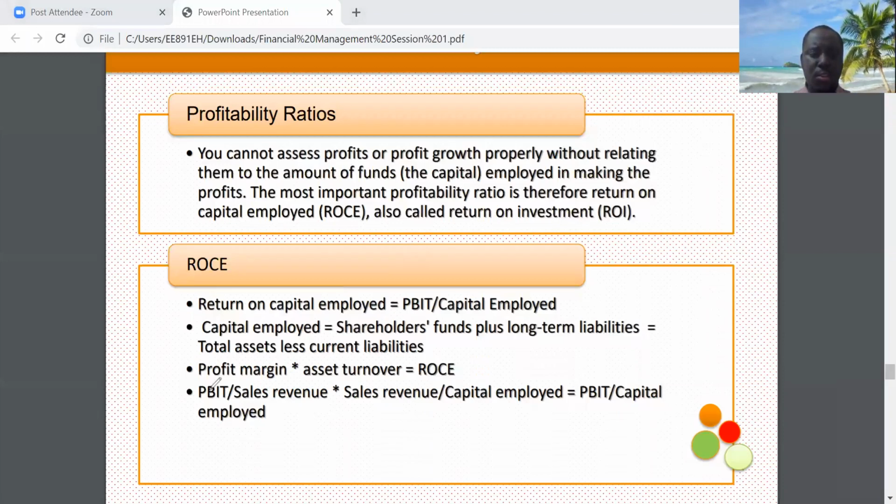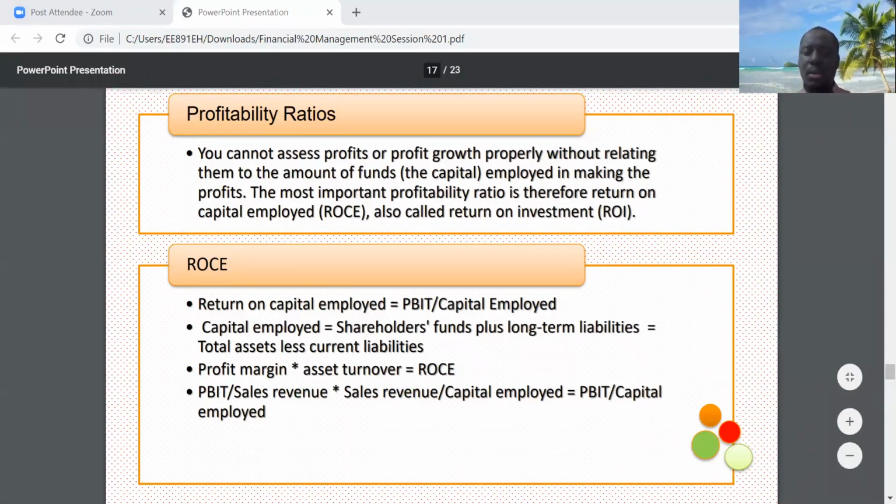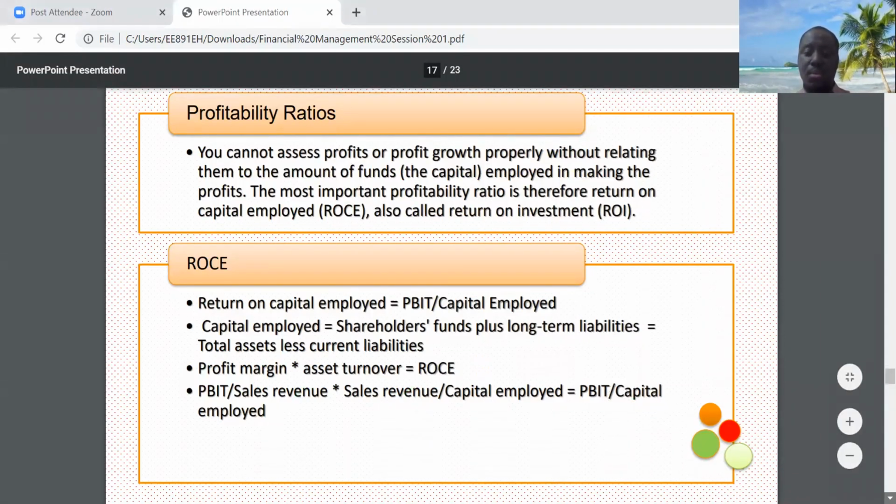So you see, you have PBIT divided by sales revenue, times sales revenue divided by capital employed. So if you take sales revenue out, this sales revenue will cancel this sales revenue. And then you have PBIT divided by capital employed. This is a denominator, this is a numerator, so they can cancel out each other. So at the end of the day, you have operating profit divided by capital employed, which is your ROC. Very, very important tool.